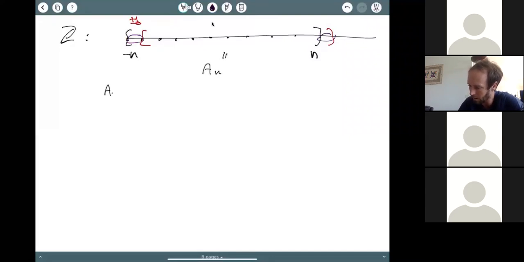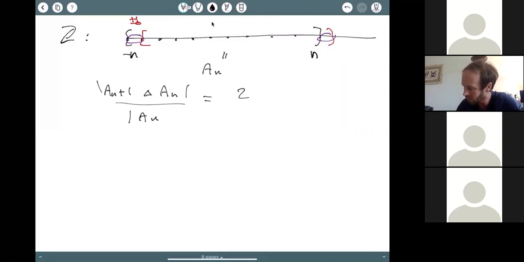If you take A_n plus 1, translated by 1, symmetric difference A_n, divided by A_n, here you see that this is exactly 2, because the number of points in the symmetric difference is 2, one on both ends, divided by the size of the interval, which is 2n plus 1. So of course it tends to 0.